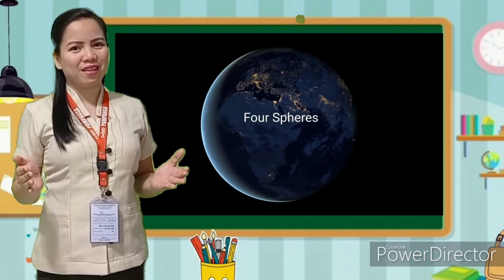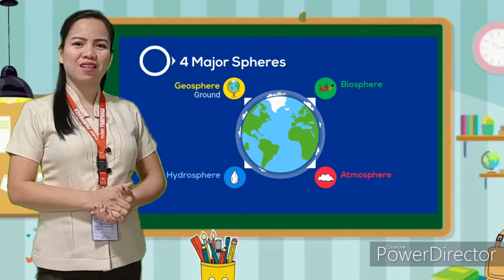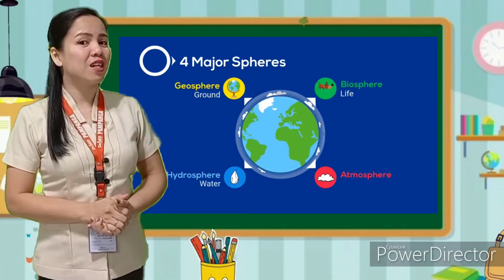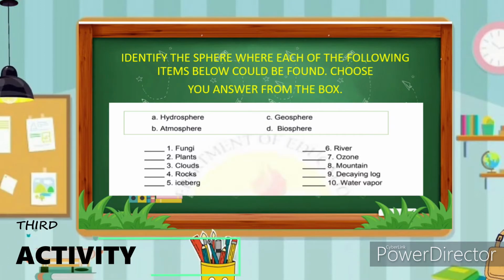At this moment, you already know the 4 subsystems of the planet Earth and their unique identities. So let us now move on to the third activity. In this activity, you will identify the sphere where each of the following items below could be found. Choose your answer from the box. You will be given 5 minutes to answer this activity.